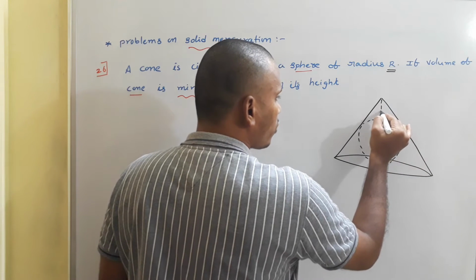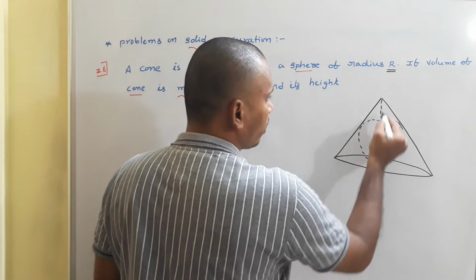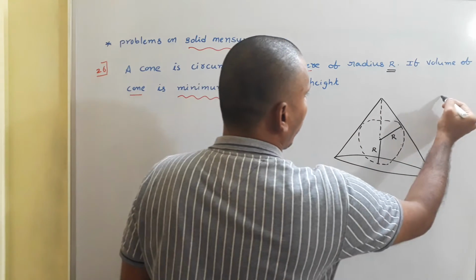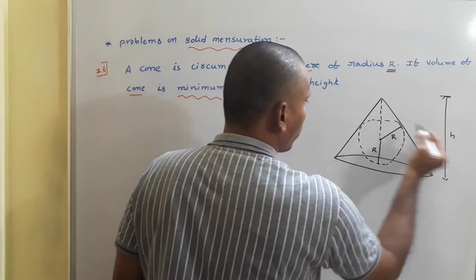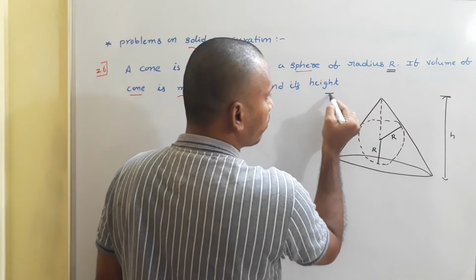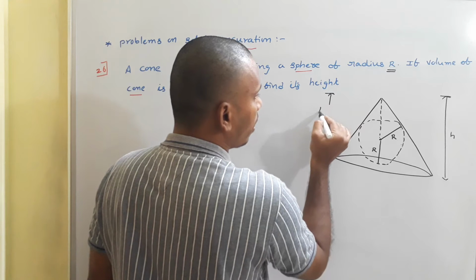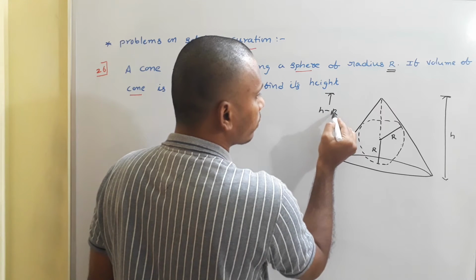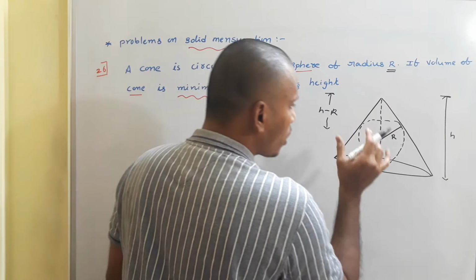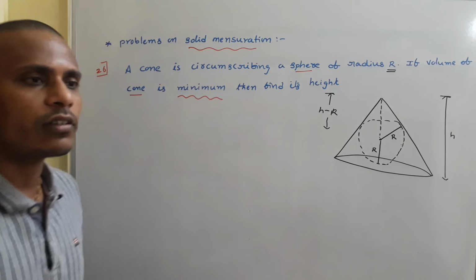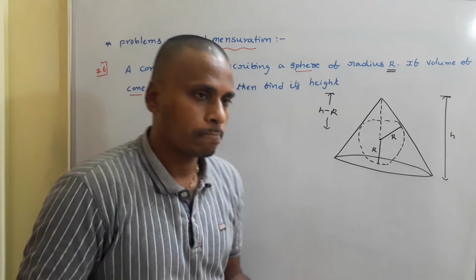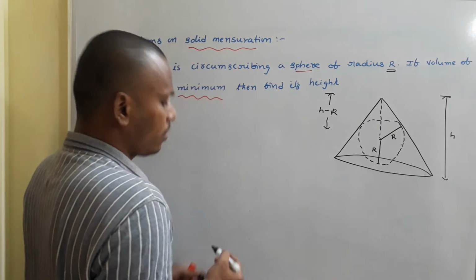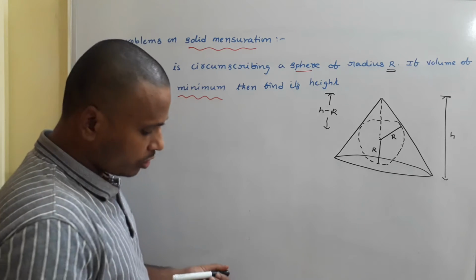And when you join this vertex to the center of the sphere, we don't know this particular length, and if you consider the height of the cone as some h, then this part will become h minus r. Is it right? You just try to analyze the problem and imagine different variables related to the problem first, and then we need to solve. Okay.